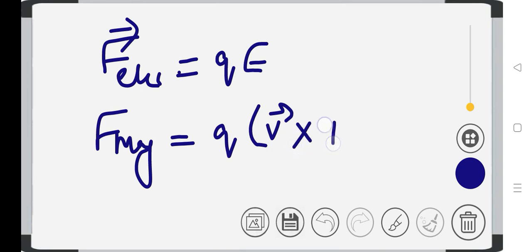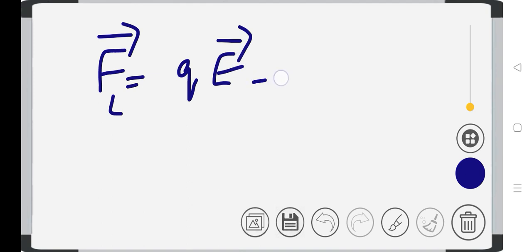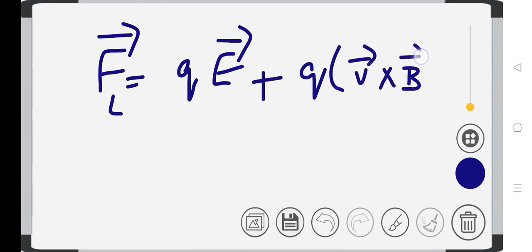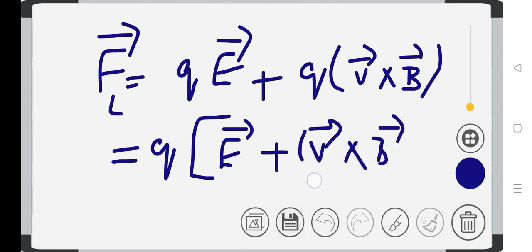We know that Lorentz force is the sum of electric force and the magnetic force. So F Lorentz is equal to electric force, that is q into E, plus magnetic force, that is q into v cross B. Okay, so taking this q outside, we get Lorentz force equal to q into E plus v cross B. This is the equation to find the Lorentz force.